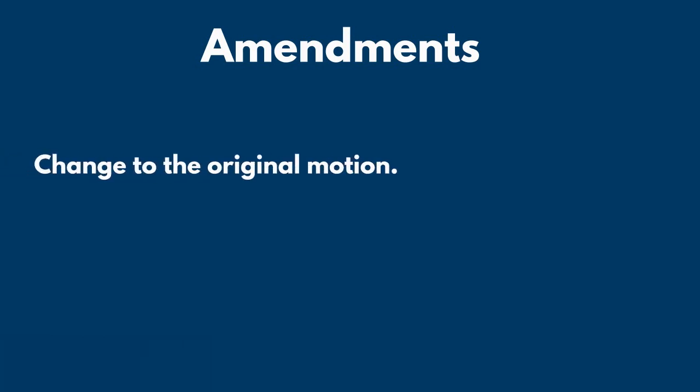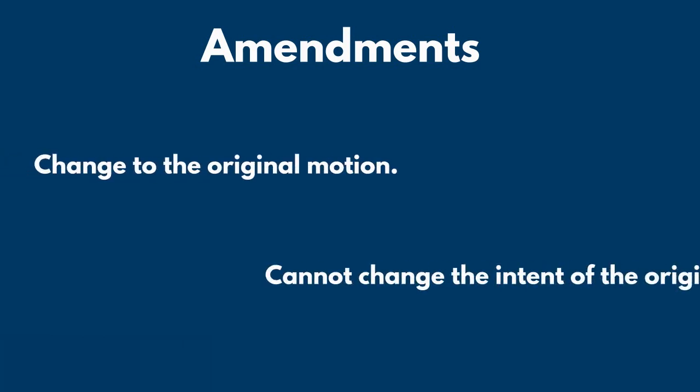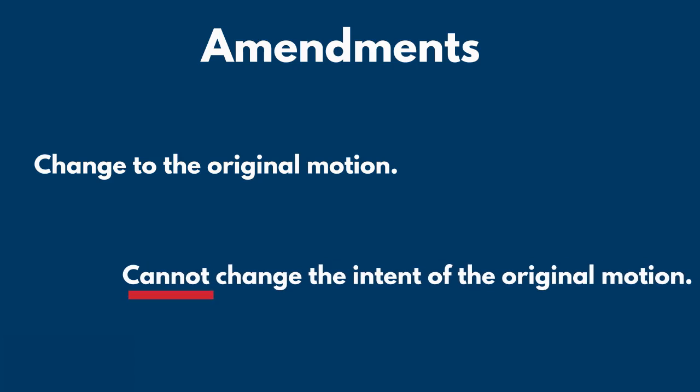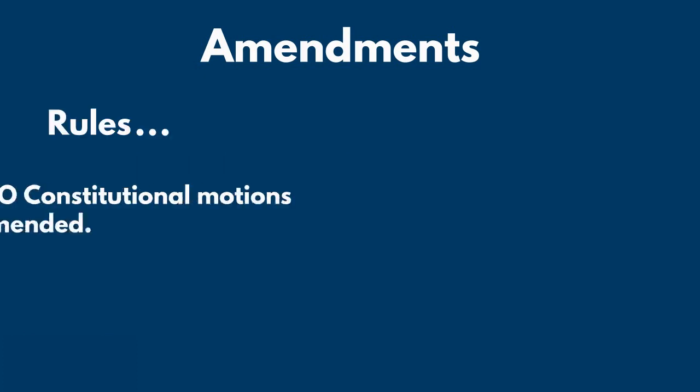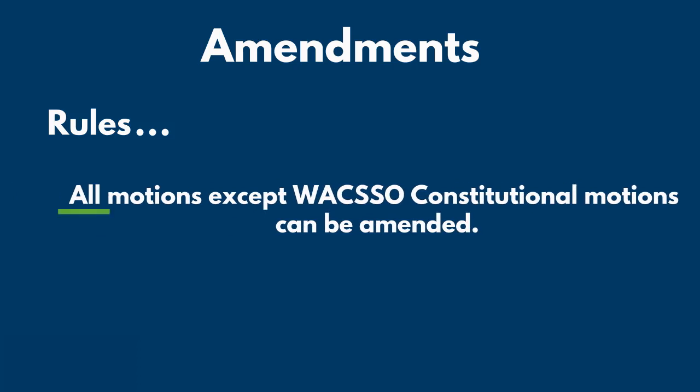At some point during debate, a delegate may move an amendment. An amendment is a change to the original motion. An amendment can't change the intent of the original motion. It is usually used to make the motion more acceptable, make it easier to understand, or simpler to put into action. There are rules surrounding amendments, and these are the most important.